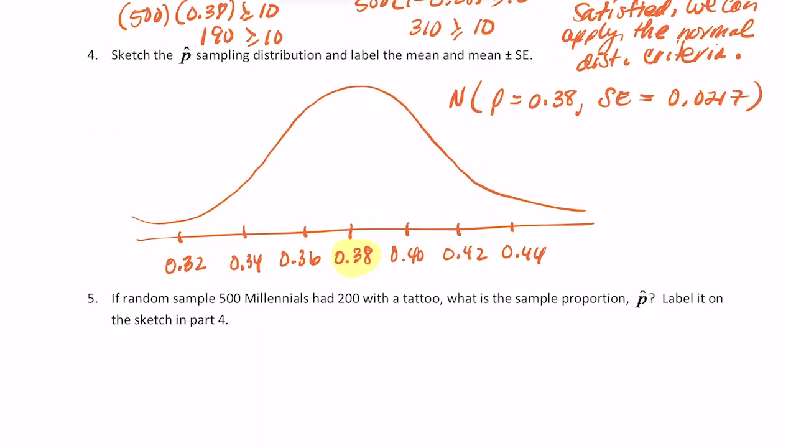If a random sample of 500 millennials had 200 with a tattoo, what is the sample proportion p-hat? So in your sample of 500 millennials, we know n is 500, and we counted 200 with a tattoo. So our p-hat is 200 divided by 500, which is just 0.4. Okay, so 0.4 would go right here. It's actually kind of right on our normal curve there. Remember, that number was estimated a little bit. Okay, we rounded.